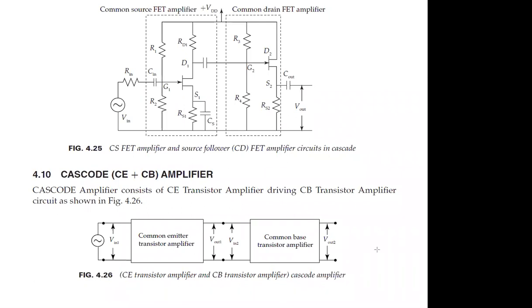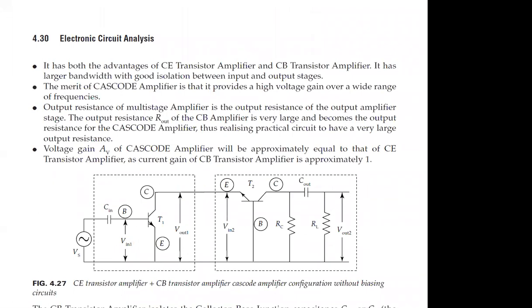What does it mean? In CE, the emitter is common to the input and output. For CB, the base is common to the input and output. Now see, it has the board for this circuit. What are the advantages of this circuit? It has the advantages of both the CE transistor amplifier and the CB transistor amplifier.